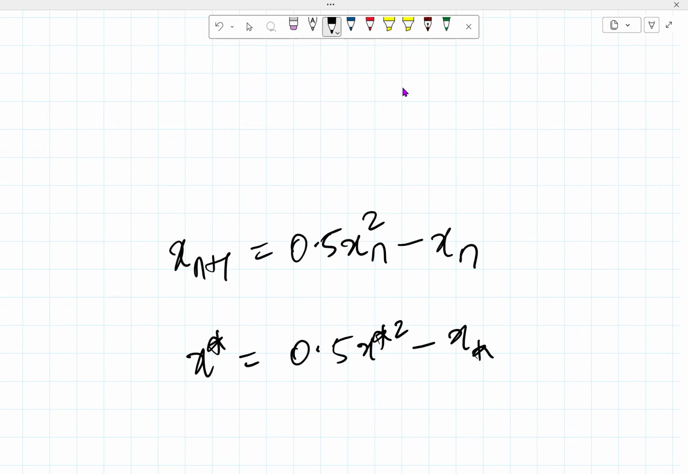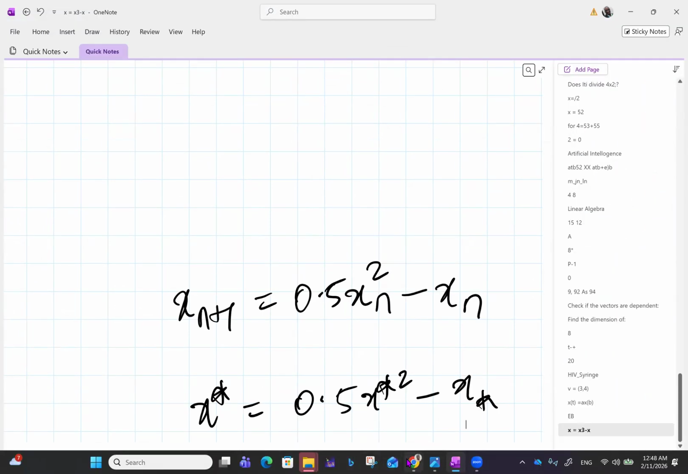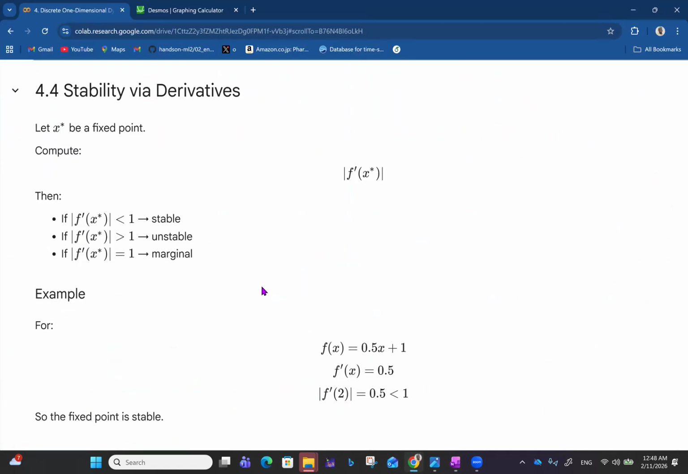So for discrete, just freeze all x's, make all the x's the same. But for a continuous system, equate the f of x, the right-hand side of the x dot or y dot or whatever you're working with, to 0 and solve.